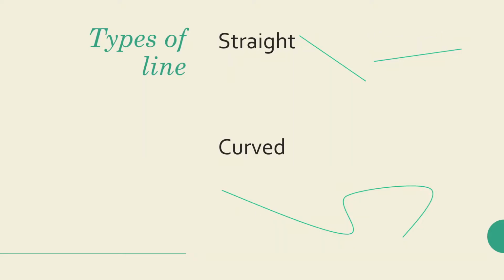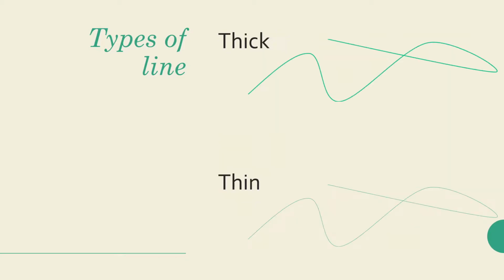We also have straight lines, so all of our examples on the previous page were straight lines. We can also have curved lines. If you remember our lesson on shapes, we have organic and geometric shapes. You can also apply this to lines. Straight lines are more geometric and curved lines are more organic. There are also different types of line thicknesses. You can have thick lines and thin lines.